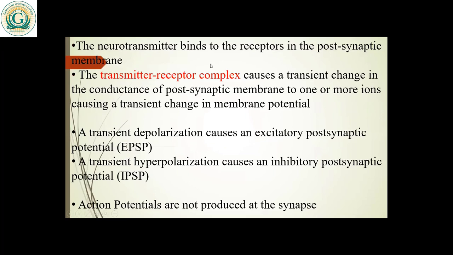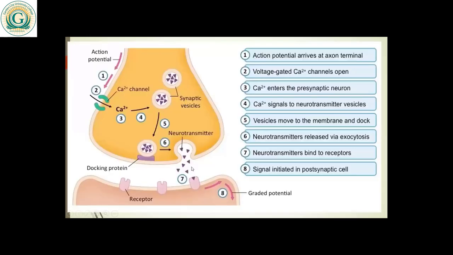Then the transmitter receptor complex causes a transient change in the conductance of the postsynaptic membrane to one or more ions, causing a transient change in the membrane potential. All that you are saying is that this complex formed is the transmitter receptor complex, because you have the neurotransmitter binding to the receptor. Now, this complex will also trigger the opening of voltage-gated sodium channels. When it opens, you have the influx of sodium inside the cell, changing the ionic concentration around the cell membrane. And that will also trigger the change along the cell membrane. That is basically how the information will be transmitted.